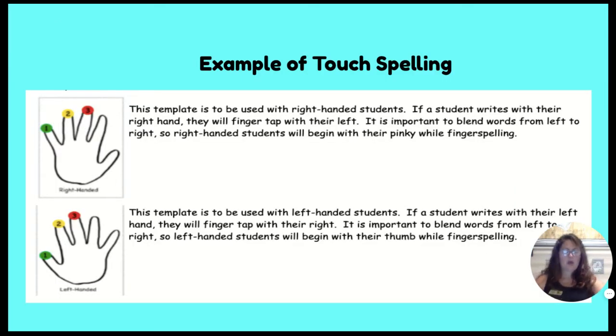Okay, now we're going to review the touch spelling. Everyone should know how to do this by now. Remember, your writing instrument is in one hand. You touch spell. If you're right-handed for writing, you would touch spell starting with your pinky. If you're a lefty, you would touch spell starting with your thumb, following to the left to right sequence of how words are in our language.